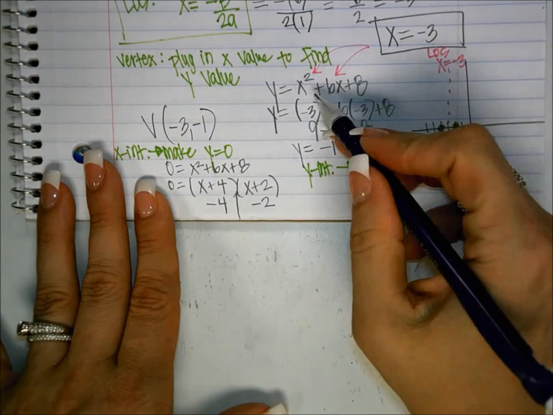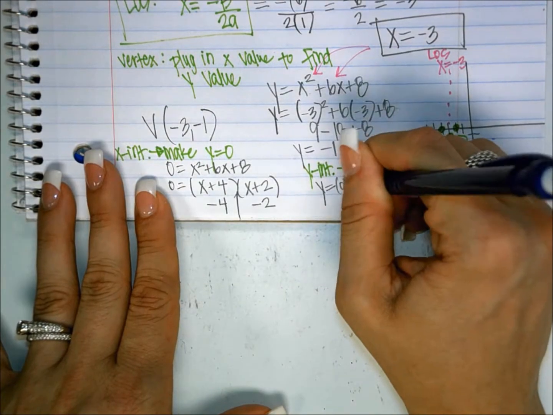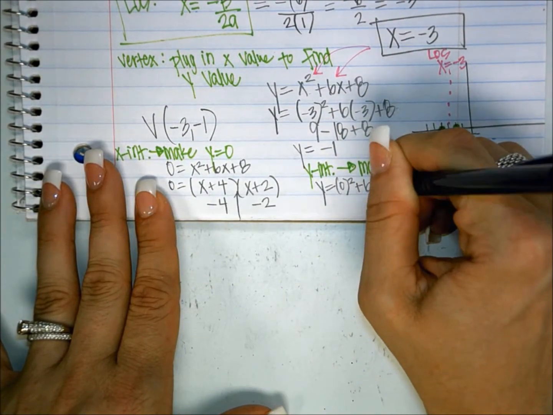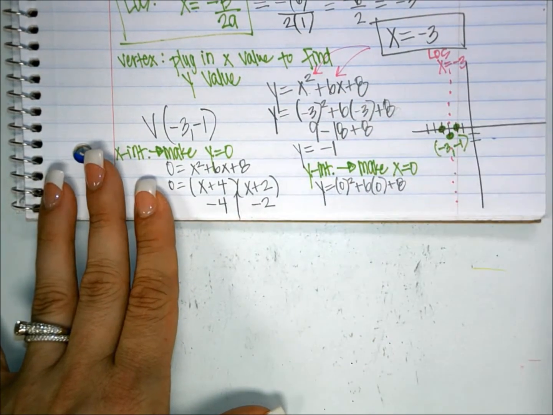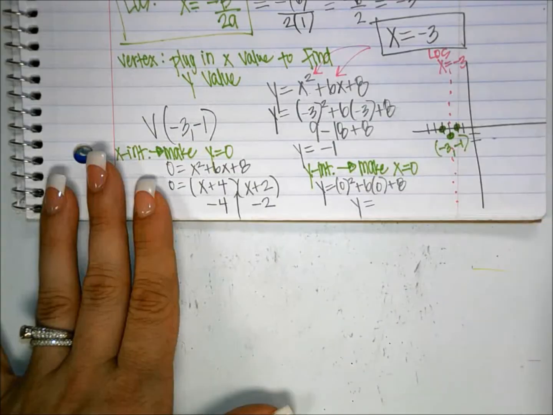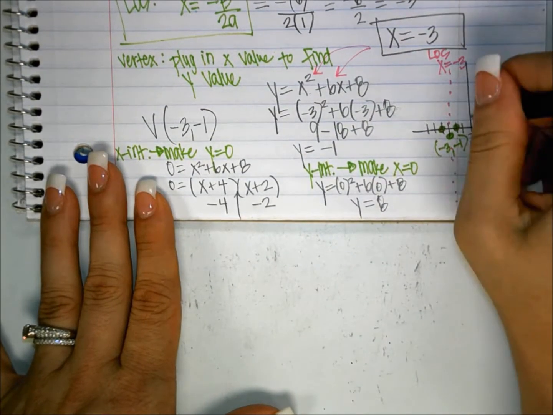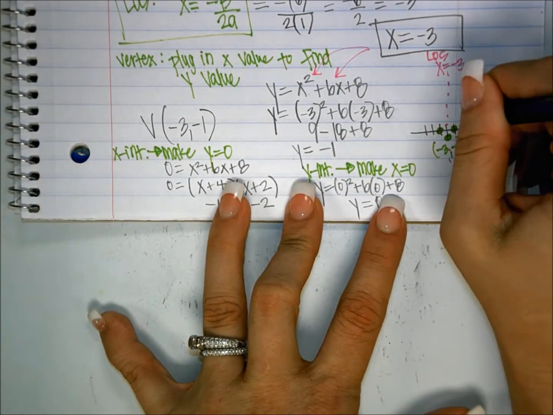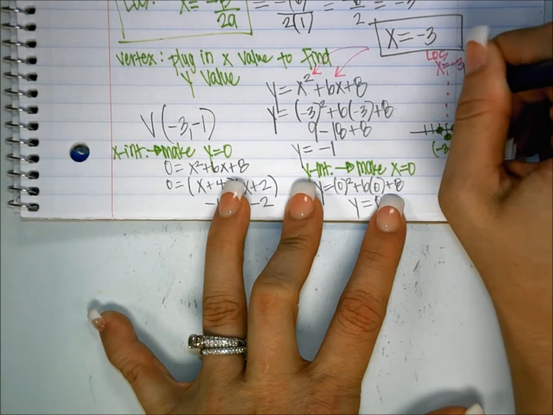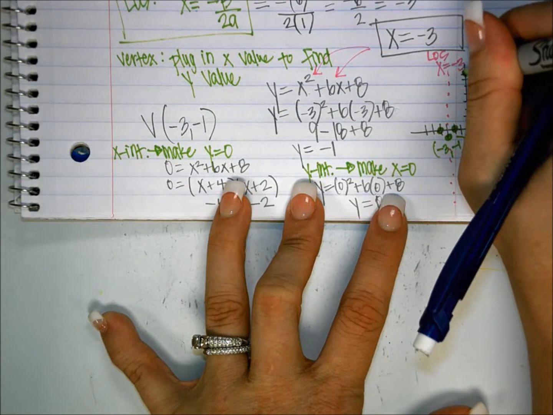So plug in 0 for x. So y equals 0 squared plus 6 times 0 plus 8. So what will my y-intercept be? 8. All these cancel out. So then I can label this, go up 8 spaces. So 1, 2, 3, 4, 5, 6, 7, 8. And that is where it crosses the y-axis.